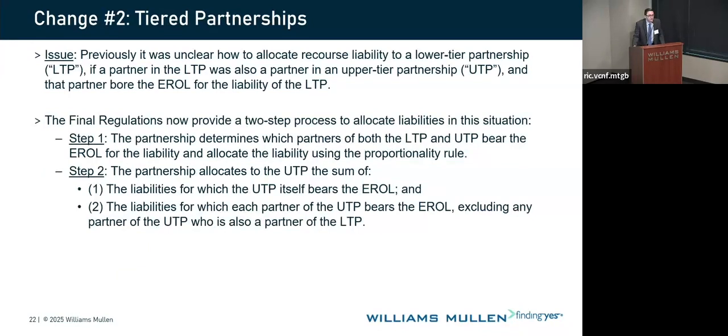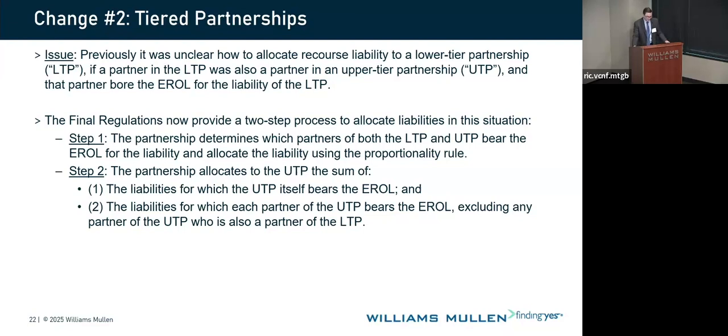So the second issue relates to tiered partnerships. And there were, again, some ambiguities associated with when we have a partnership structure where there's a lower tier partnership and an upper tier partnership, and an owner in the upper tier partnership is also present in the lower tier partnership and bore the economic risk of loss for the liability of the lower tier partnership. So the regulations now provide a two-step process to allocate liabilities in this situation.